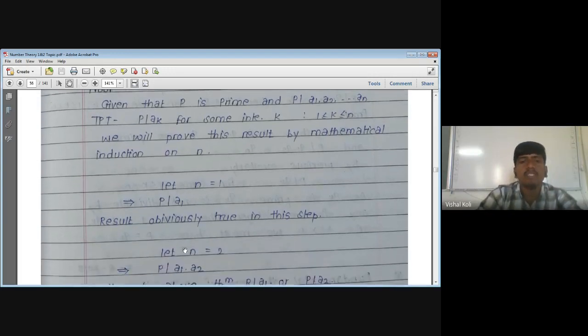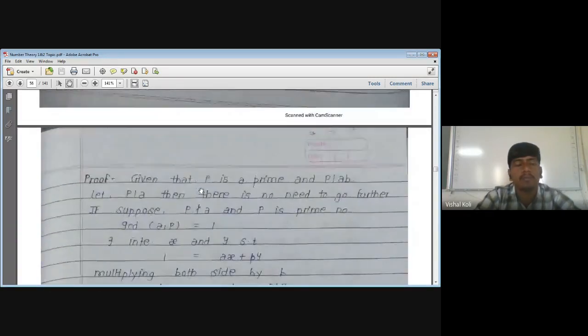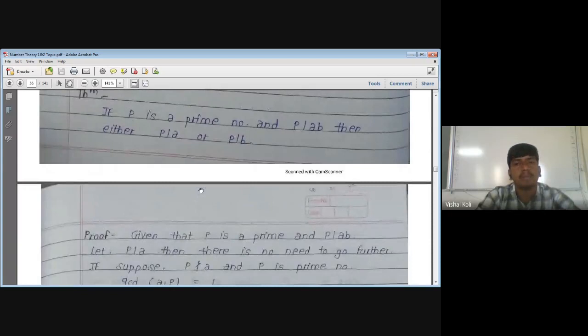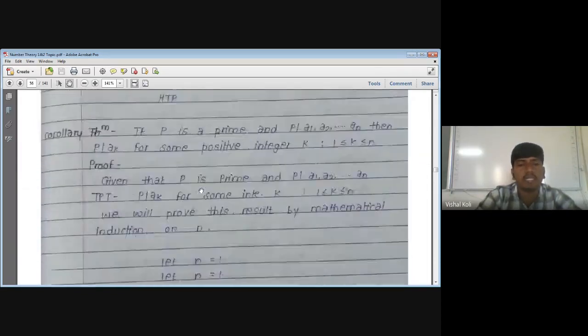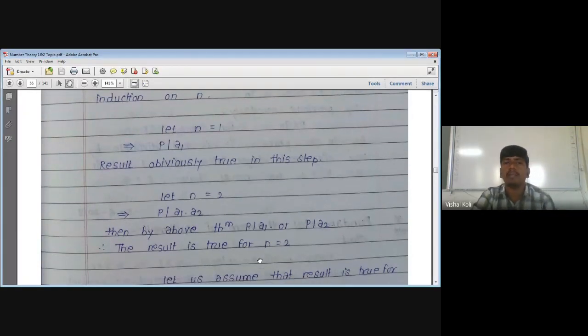Now, let us consider n equal to 2. There are two possibilities, 1 and 2, which implies P divides A1 into A2. In the above theorem, we proved that if P divides AB and P is a prime number, then either P divides A or P divides B. Therefore, as P is a prime number and P divides A1 into A2, from the previous theorem, P divides A1 or P divides A2. Therefore, the result is true for n equal to 2, and hence for n equal to 1 and n equal to 2.